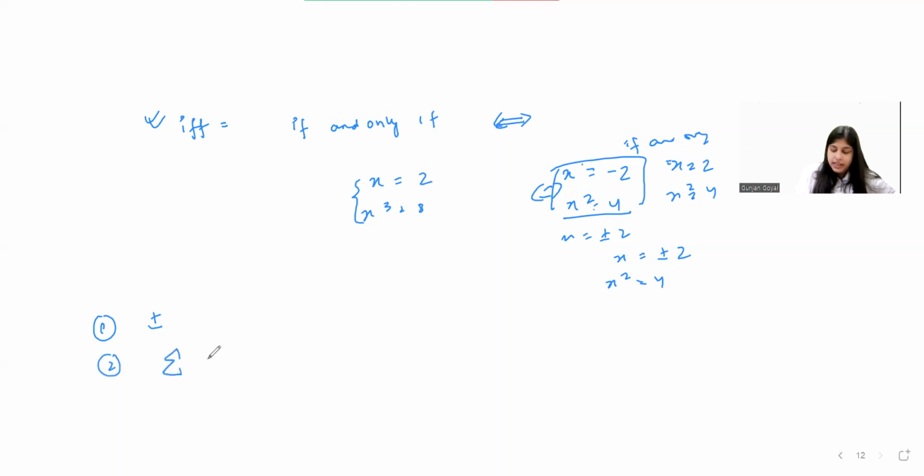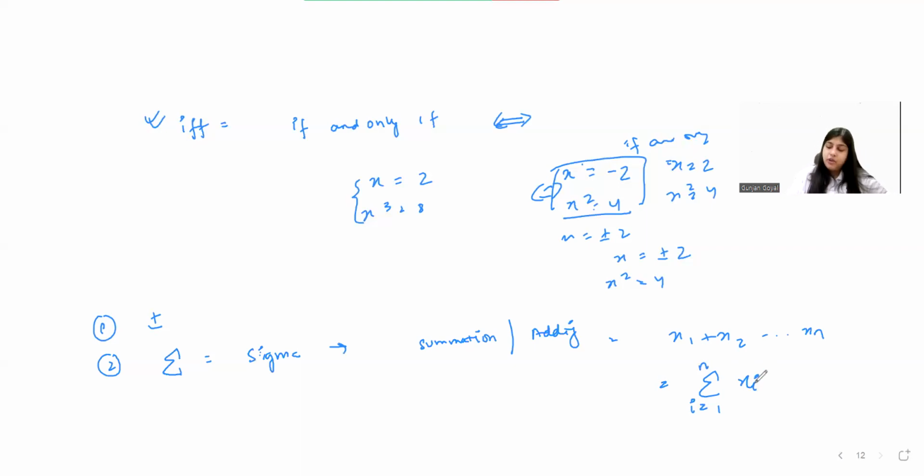Then the next notation is sigma. What is sigma? Sigma means summation. Adding. Okay. Anything with sigma means summation or addition. I can write x1 plus x2 plus ... xn as summation i is equal to 1 to n, xi, where i takes values 1 to n. Clear? The summation is clear. X1 plus X2 dot dot dot xn, I can write i is equal to 1 to n summation xi, where i takes values from 1 to n.